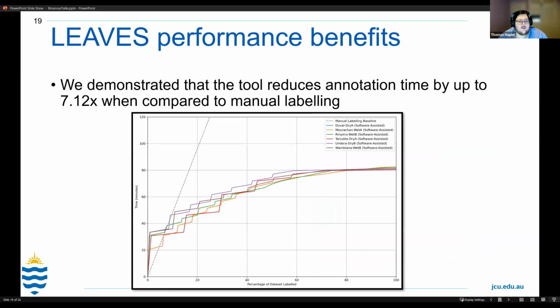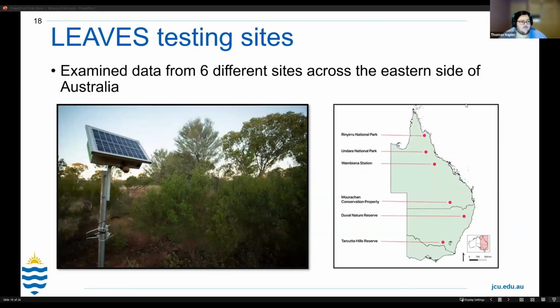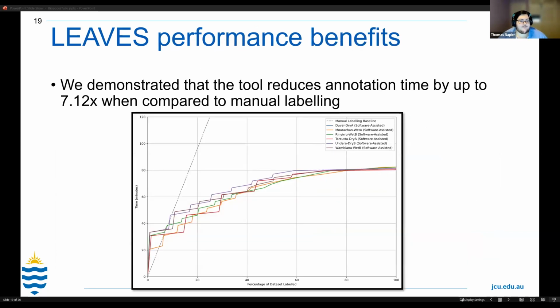In our evaluation across these 6 real-world data sets, which I should also briefly mention are Reniru, Andara, Wambiana, Morochan, Duval, and Takata, I hope I'm not butchering them, but I'm pretty sure that's how you pronounce them. Based on those 6 data sets, we used LEAVES to annotate them and compared it against manual labeling.